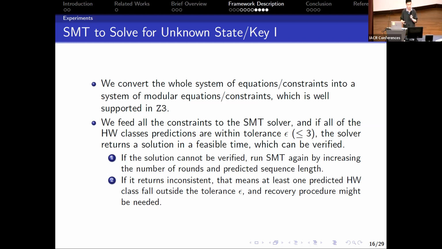If the solution cannot be verified, we basically run the SMT again. This time we increase the number of rounds. So we start with a fixed number of rounds, we increase it, and then we predict the sequence every time the solution cannot be verified. If the solution is inconsistent, it means that one of the predictions is falling outside the tolerance, so we have to perform a recovery procedure. One solution we propose is that we measure longer rounds, and then we use only part of the rounds. If the prediction is inconsistent, we use another part of the rounds for the attack.